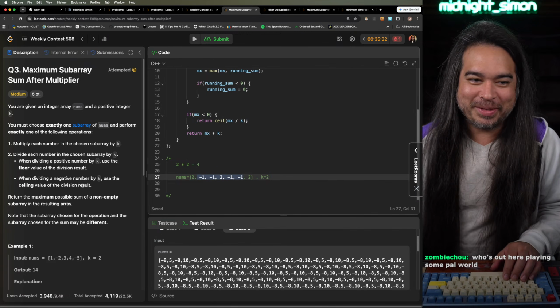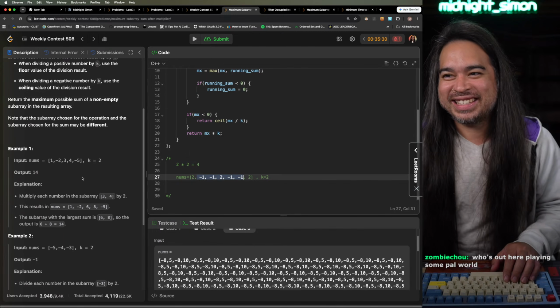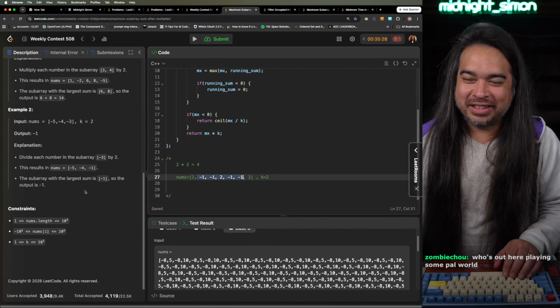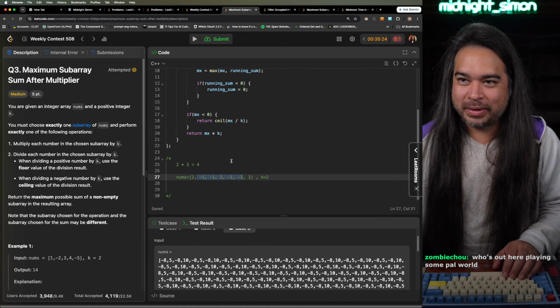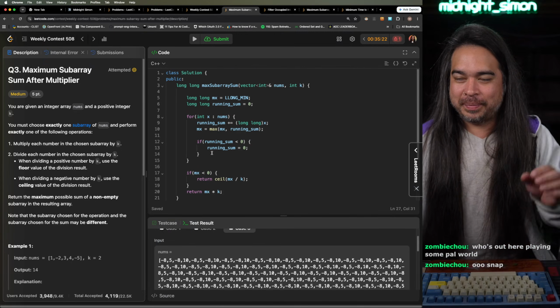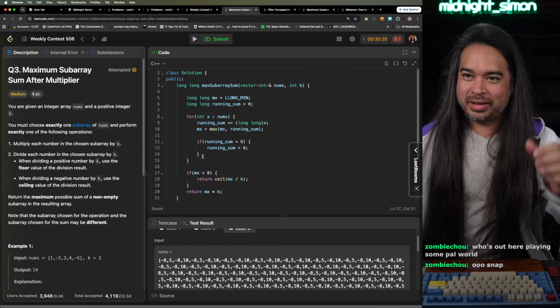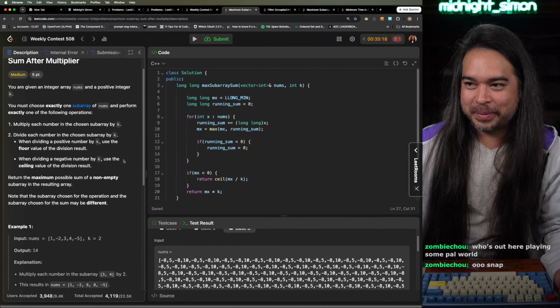Who's out here playing some Palworld? I was playing some Palworld last night, zombie. Just a little bit though, not too much. I didn't get very far though.